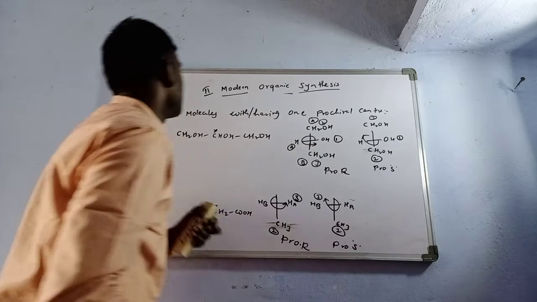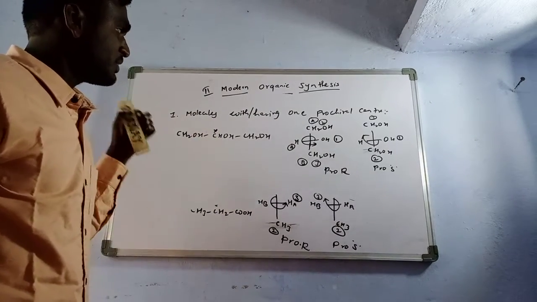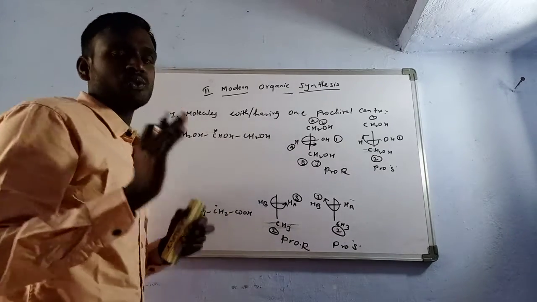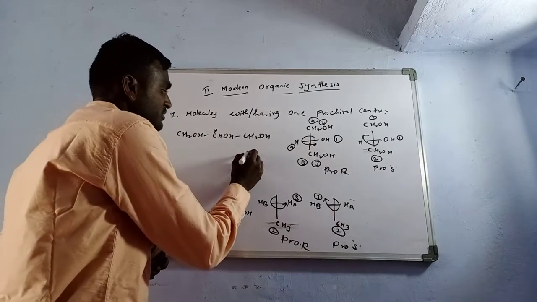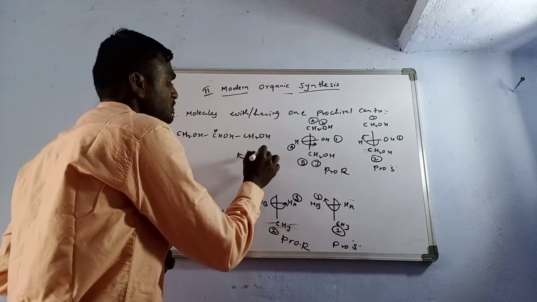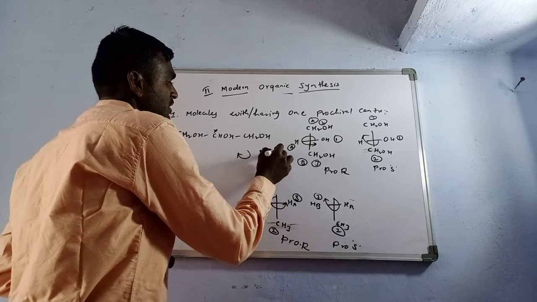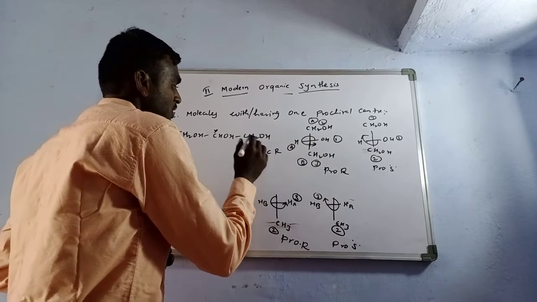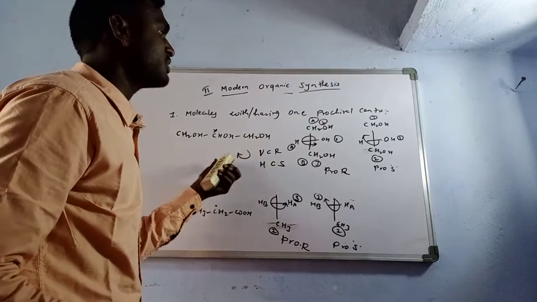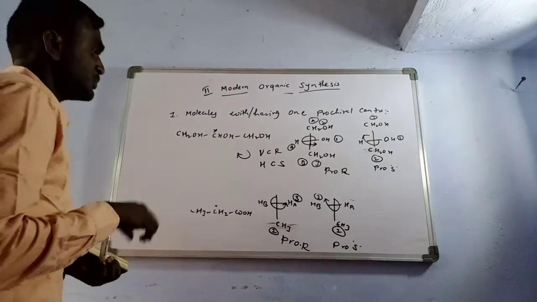Okay, I hope you understand what pro S and pro R are. Whenever there are prochiral molecules, just similar to R and S configuration, if the priorities are in clockwise direction and the fourth priority group is in vertical line, then it is R. If the fourth priority group is in horizontal line with clockwise direction, it is S. You should remember these two, it will be very easy.